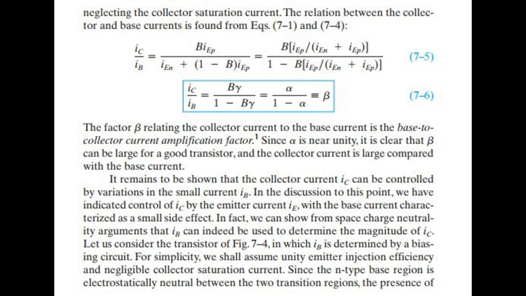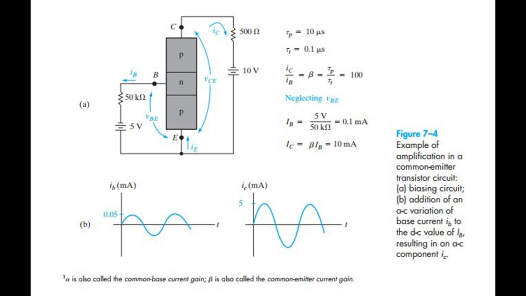In fact, we can show from space charge neutrality arguments that IB can indeed be used to determine the magnitude of IC. Let us consider the transistor of Fig 7.4, in which IB is determined by a biasing circuit. For simplicity, we shall assume unity emitter injection efficiency and negligible collector saturation current. Since the N-type base region is electrostatically neutral between the two transition regions, the presence of excess holes in transit from emitter to collector calls for compensating excess electrons from the base contact. Figure 7.4: example of amplification in a common emitter transistor circuit. A. Biasing circuit. B. Addition of an AC variation of base current IB to the DC value of IB, resulting in an AC component IC.